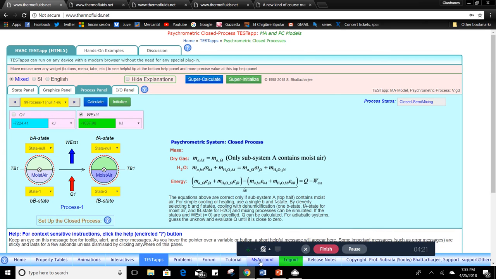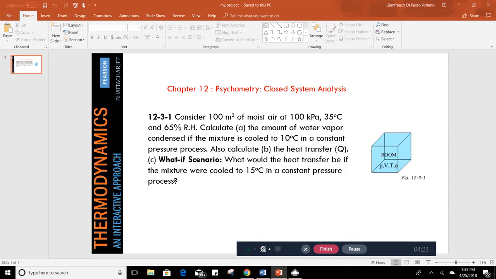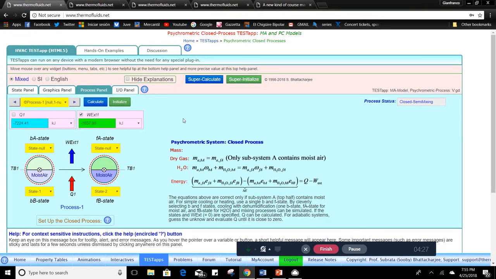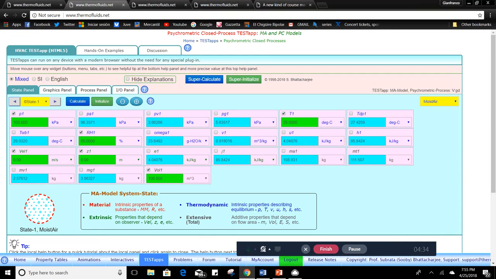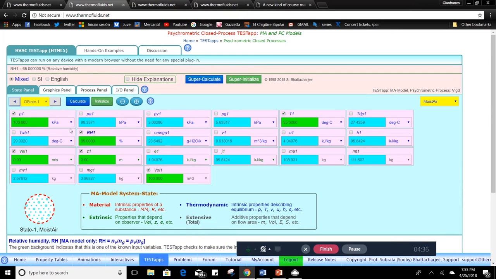For the what-if scenario, we need to make sure that the temperature changes to 15 degrees Celsius. So I already took the liberty to input all the values in order not to waste time. State 1 remains the same. State 2, everything remains the same but T2, which is changed to 15.